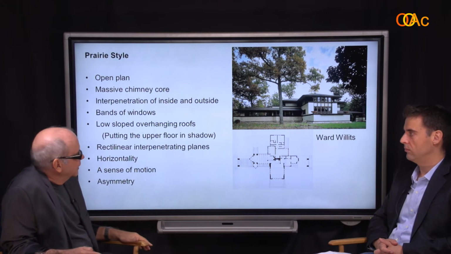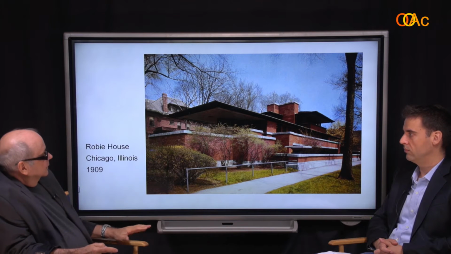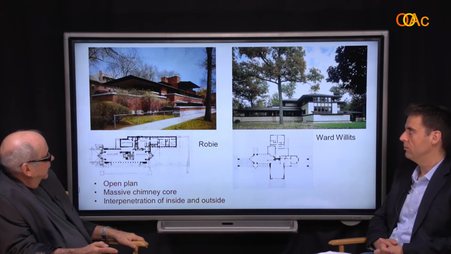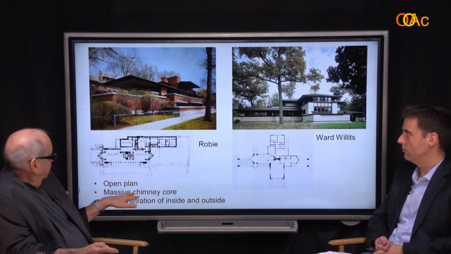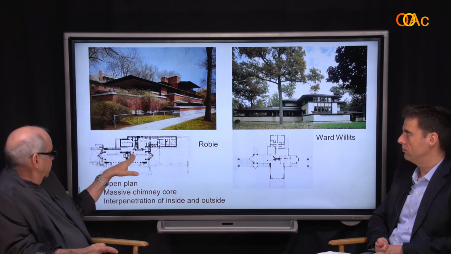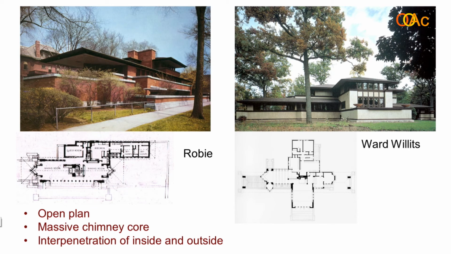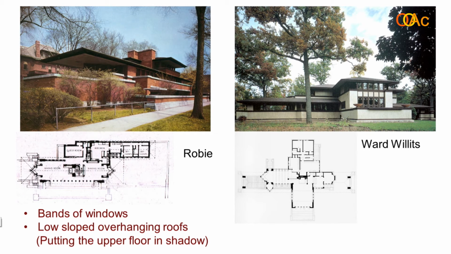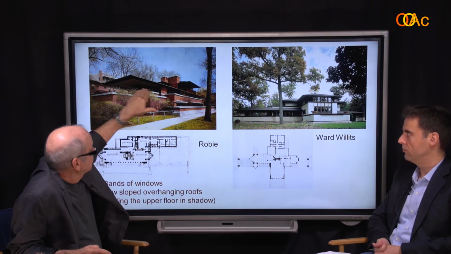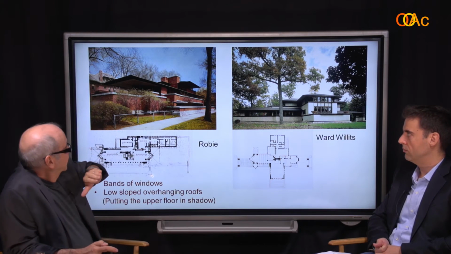Those are the characteristics. So the key building is the Robie House. We'll look at that in a few minutes. And Ward Willits. So open plan, spaces flowing, massive chimney core, interpenetration of inside and outside with a whole wall opening up. Bands of windows, low-sloped overhanging roofs, putting the upper floor in shadow. So this is actually a three-story house, but it almost looks like a one-story house.